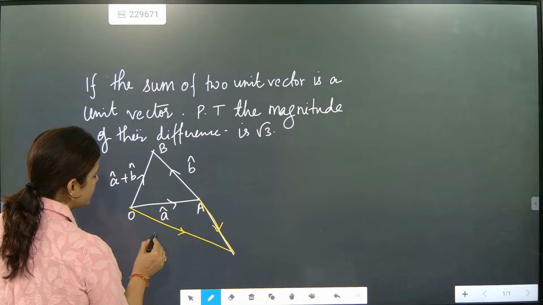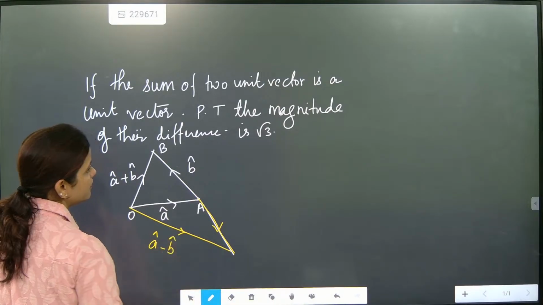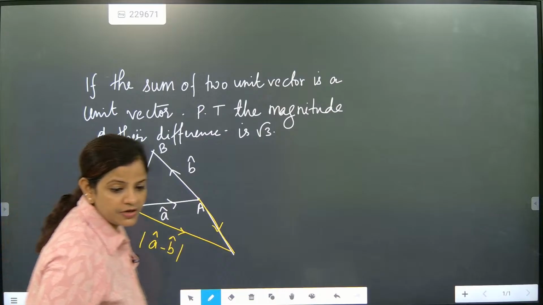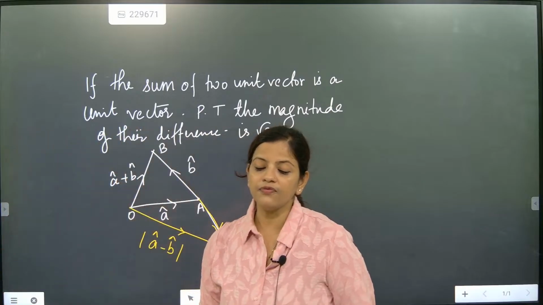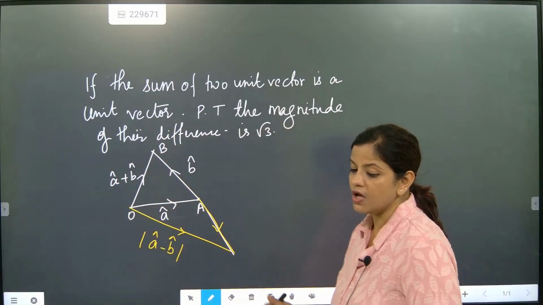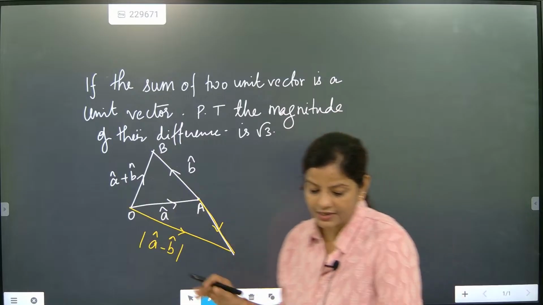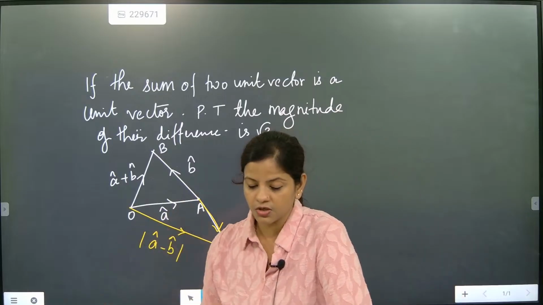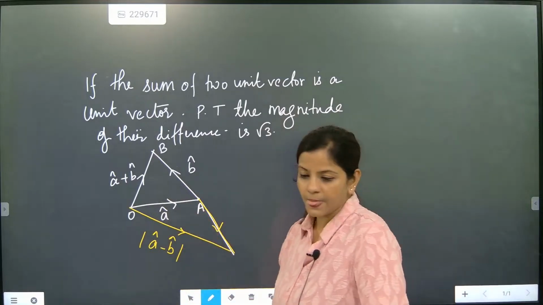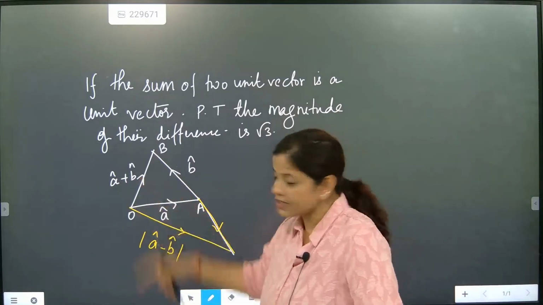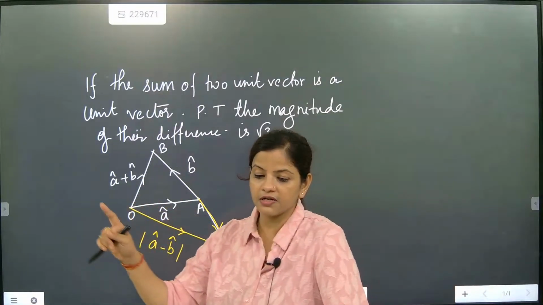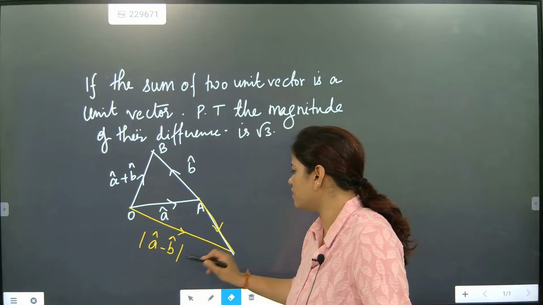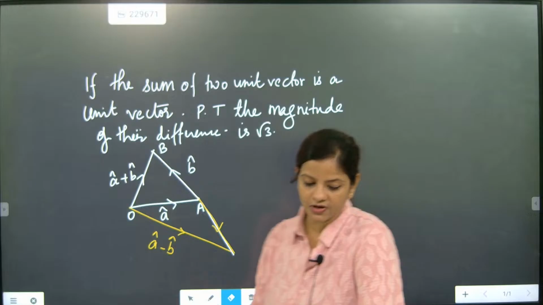So this one will become A vector minus B vector. They are telling the magnitude of their difference. So we need to find the magnitude of the difference, and we need to prove it is coming as root 3. This is the question. This is a unit vector, this is another unit vector. The resultant is A unit vector plus B unit vector. Here we will not write magnitude. After solving we will write magnitude.